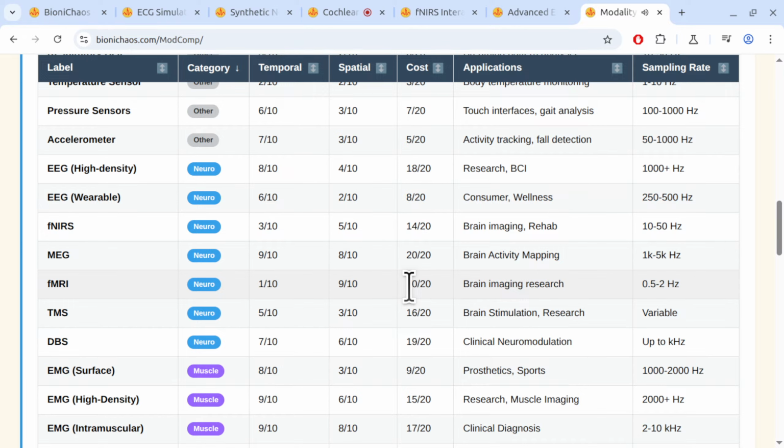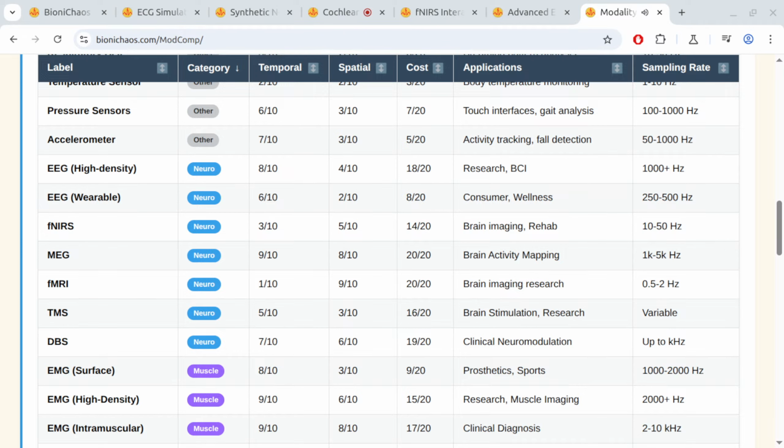Right. High-density EEG, that's maybe 8 temporal, 4 spatial, and 18 cost. So much faster when for things like brain-computer interfaces or tracking rapid responses. But the where is fuzzier, less precise location. Precisely. So the choice depends entirely on your question. Are you mapping static brain regions involved in a task or trying to capture a fleeting neural signal in real time? It's a fundamental dilemma, and you see this everywhere, not just in brain imaging.